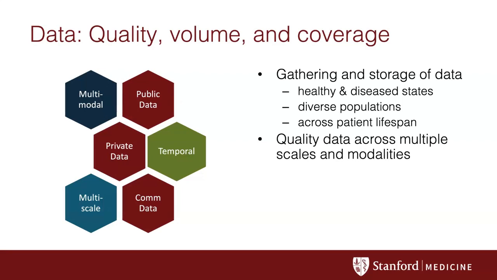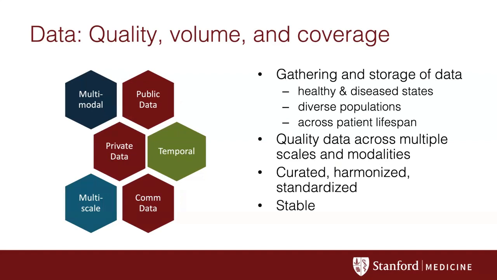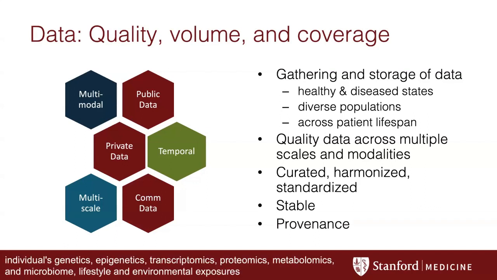A lot of times we have a lot of data on a particular population, but we're missing data for some of the sickest patients or some particular underrepresented populations. So big challenge there. And then also how we curate and harmonize these diverse data is an enormous challenge. Also, the data need to be stable and the provenance of the data is really important. But really what we want to do is pull together all these diverse types of data to get a more holistic view of how a digital twin might work.